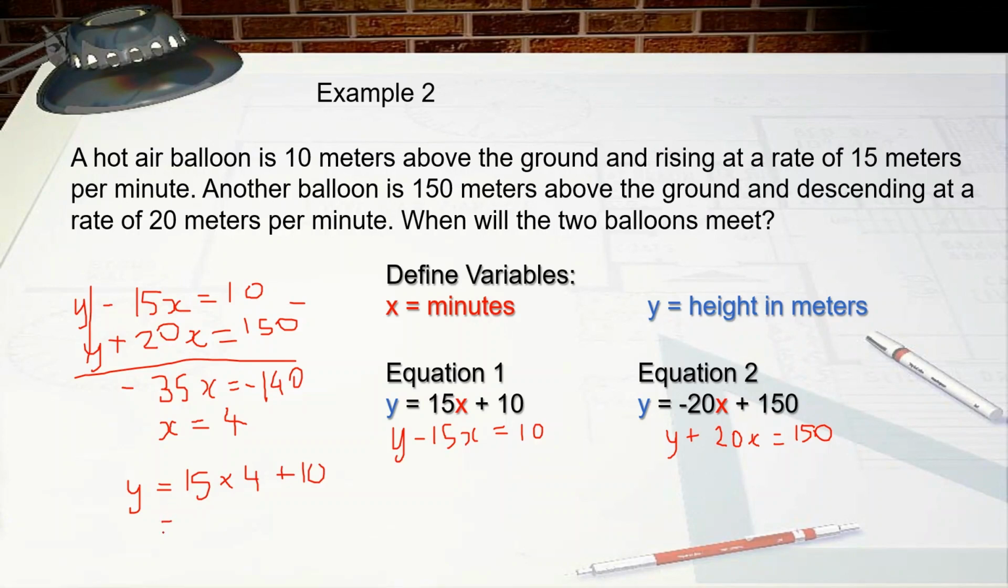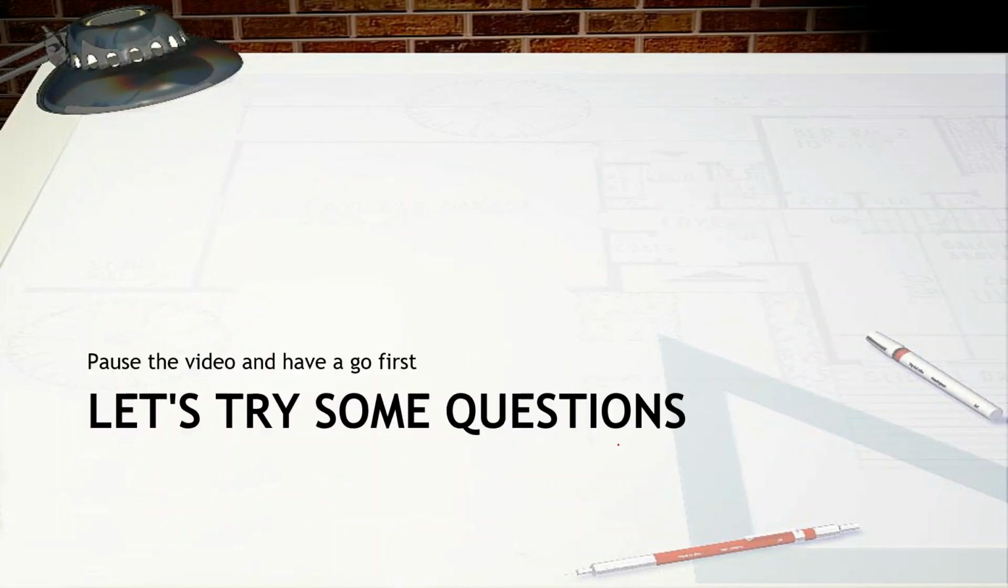So 15 times 4 is 60. 60 plus 10 is 70. So y is equal to 70. So the number of minutes would be 4 and the height in meters would be 70 meters. So after 4 minutes and at a height of 70 meters, these two balloons will meet. And yes, the answer is correct.